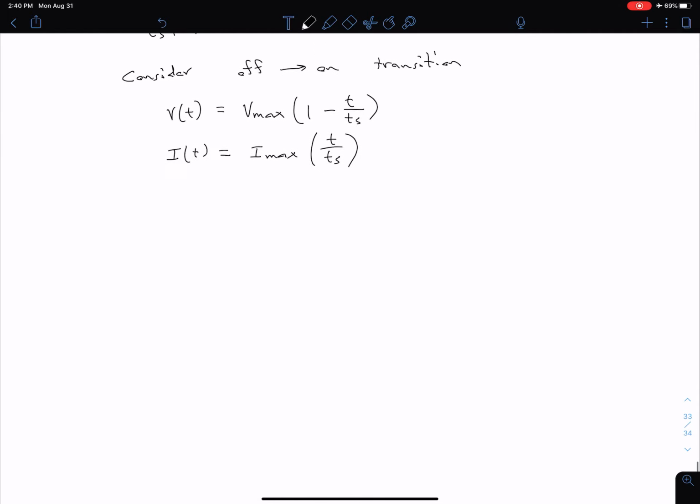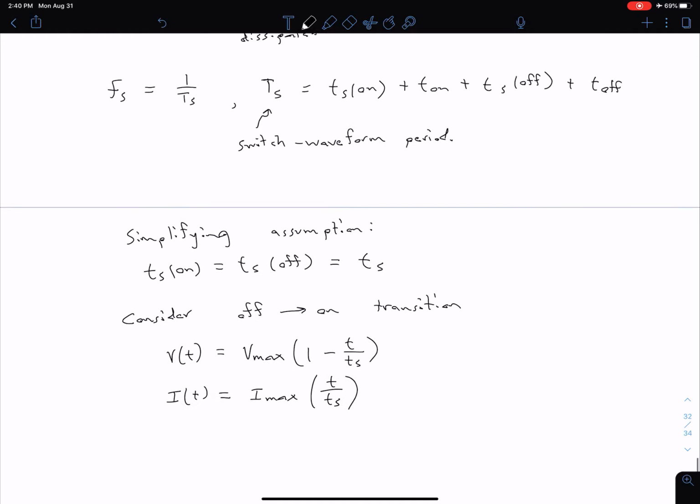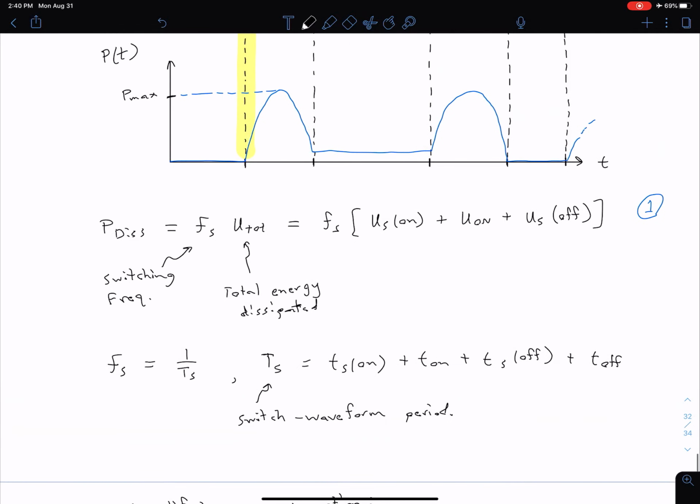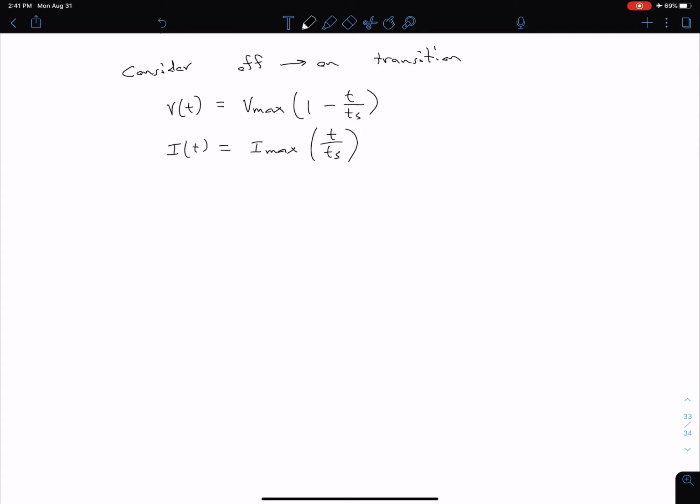Okay, so now if we want to relate this to power, we can do that, but remember we had our previous equation in terms of energy. We had our power dissipated up here in terms of the frequency and the energy. So let's write a more general relationship between our power and energy. In general, we know that our power is the time derivative of energy. Again, I'm using capital U for energy just to be consistent with the text. So we have dU/dt equals P.